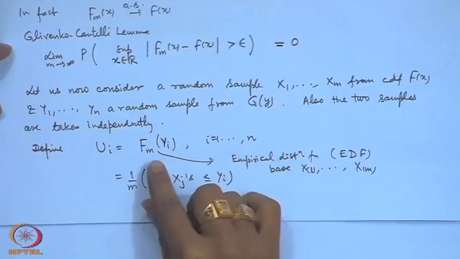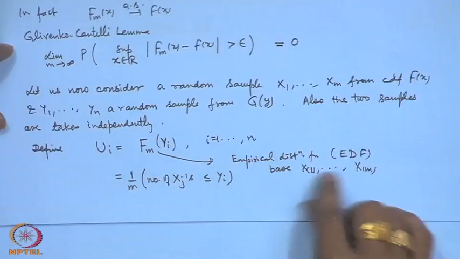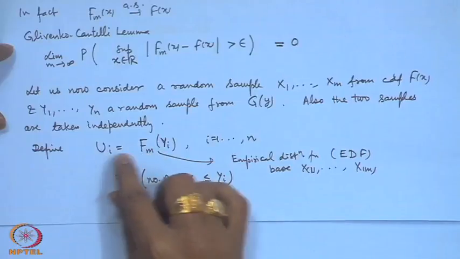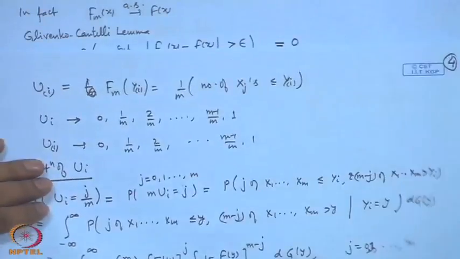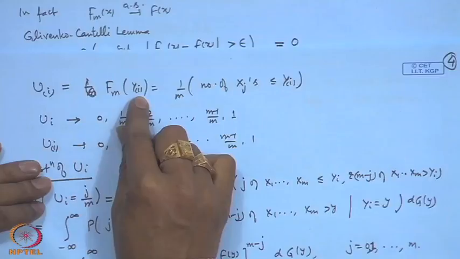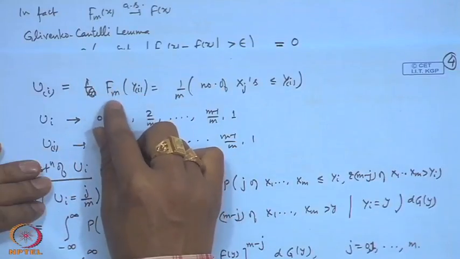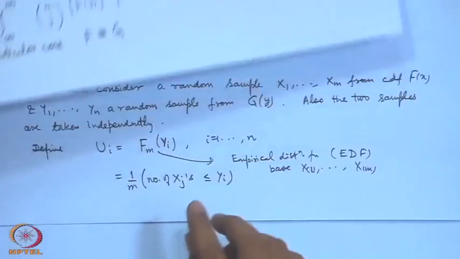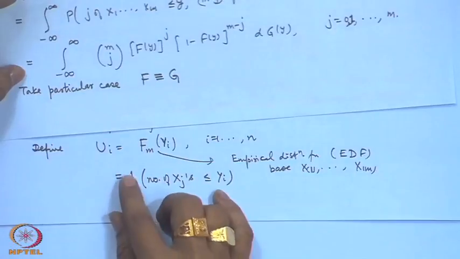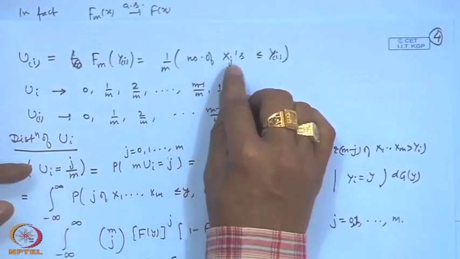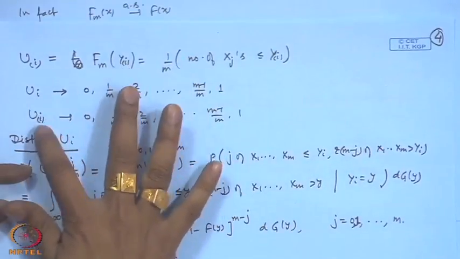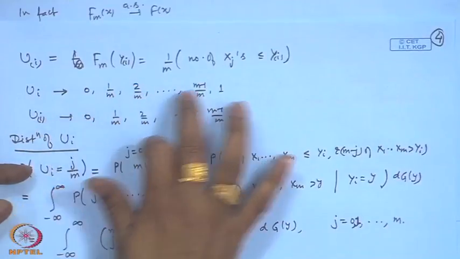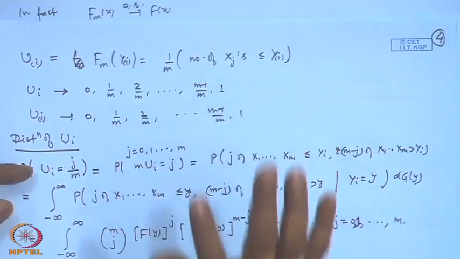Then, based on the empirical distribution function of the first sample, we define u I is equal to F m of y I, and similarly we define u bracket I is equal to F m of y bracketed I. Here again F m is the empirical distribution function of the first sample. So, this is the number of x j's less than or equal to y I, divided by m, and here it is the number of x j's less than or equal to y bracketed I, divided by m, and both u I and u bracket I take values 0, 1 by m, 2 by m up to m minus 1 by m, 1.